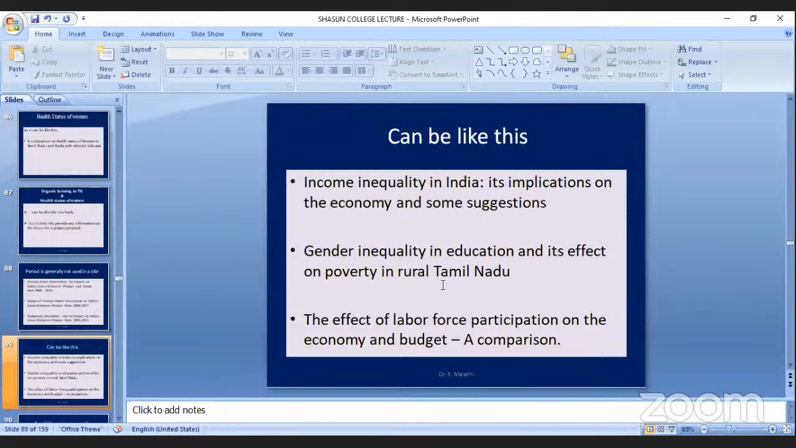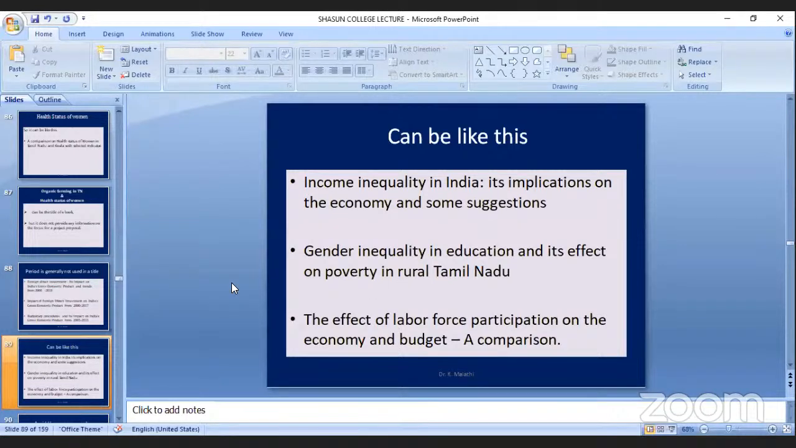Now take this particular topic: gender inequality in education and its effect on poverty in rural Tamil Nadu. What are you going to show and study in your paper? You're going to study gender inequality in education, and its effect on poverty in the rural area. You're going to take only the rural area in Tamil Nadu. So many things are involved in this particular topic. So you have to write a topic like this.